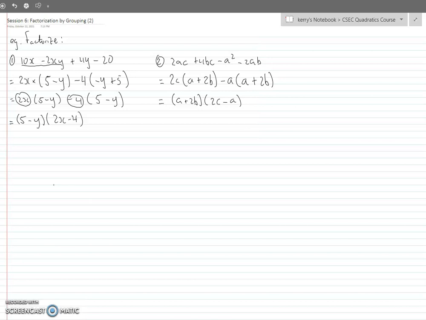So factorization by grouping is really not too bad. Just get the practice and I promise you you'll be fine. Factorization is not a hard topic, and you all have me here as an online teacher. You can feel free to ask questions on the chat whenever you want.